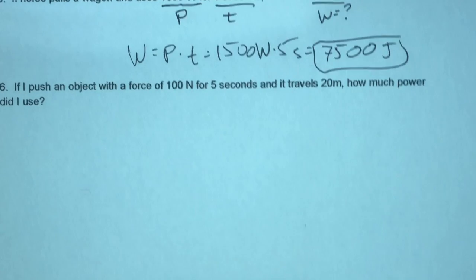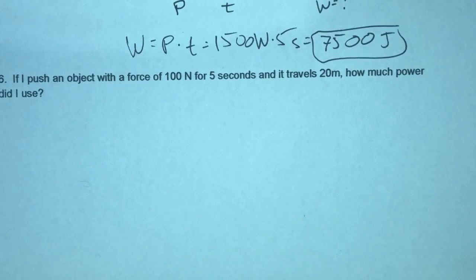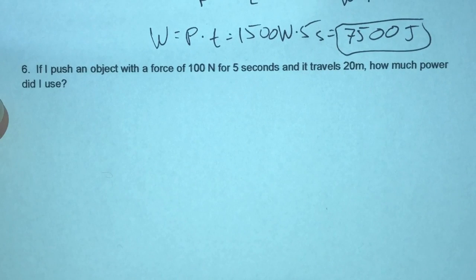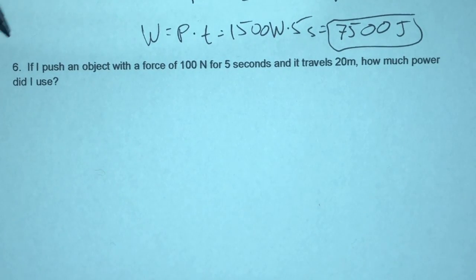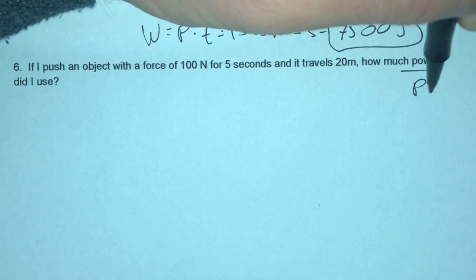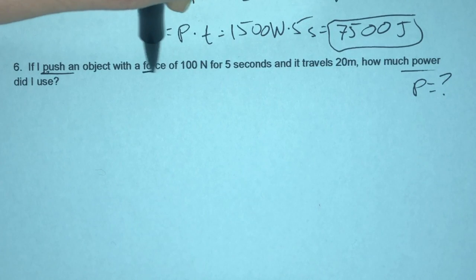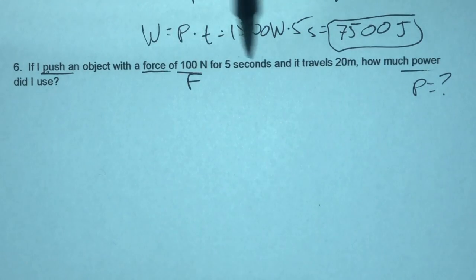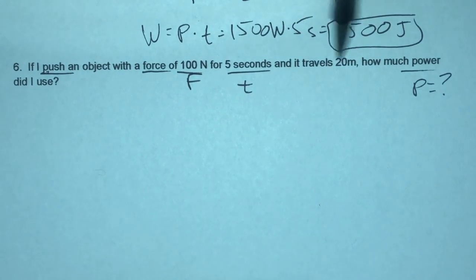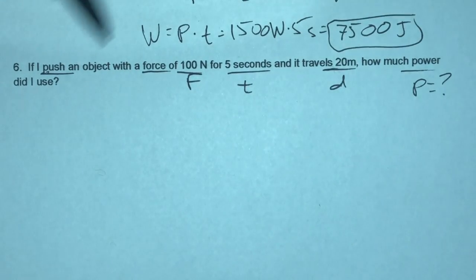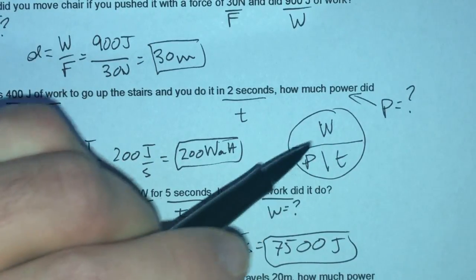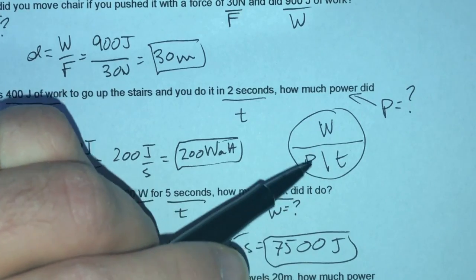And finally, if I push an object with a force of 100 newtons for 5 seconds and it travels 20 meters, how much power did I use? Okay, so again, this is looking for power. And this one says, if I push an object with a force of 100 newtons, so that's a force. I've got 5 seconds here, and 20 meters, that's a distance. All right, now I have F, T, D, and P. If I look at the equation I've been using, I don't have F or D, I have P and T there, but no F and D.